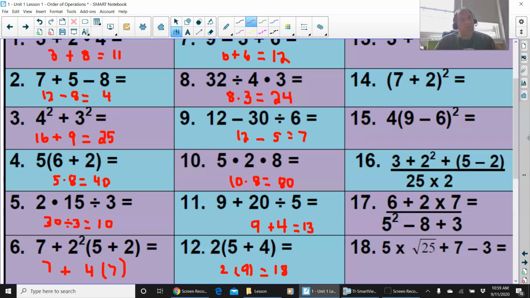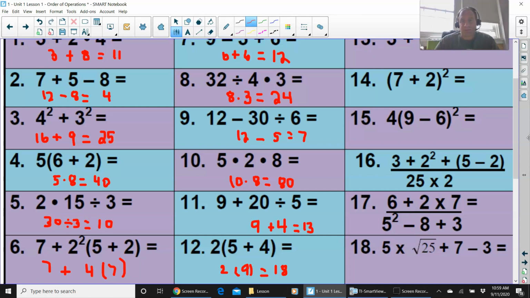Number 10, all multiplication, yes, from left to right. So 5 times 2 times 8, which is 5 times 2, which is 10. Then I brought down the 8, and 10 times 8 is 80. Number 11, 20 divided by 5. 20 divided by 5 is 4. You do that first. Then you bring down the 9. 9 plus 4 is 13.